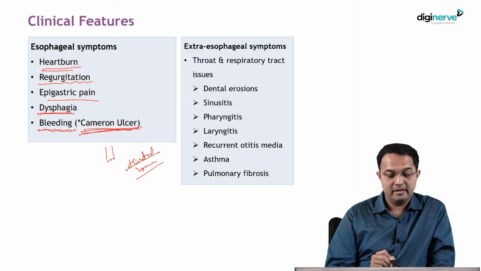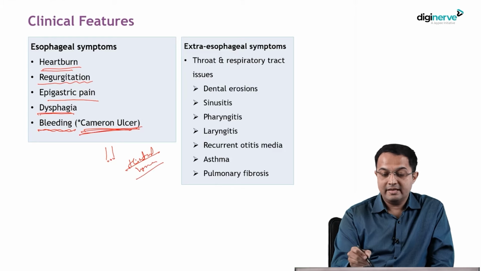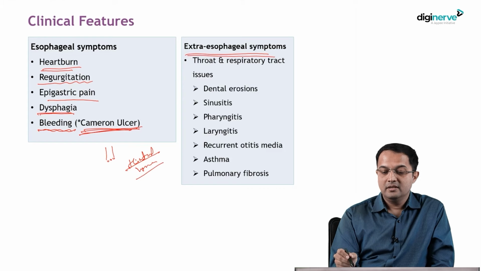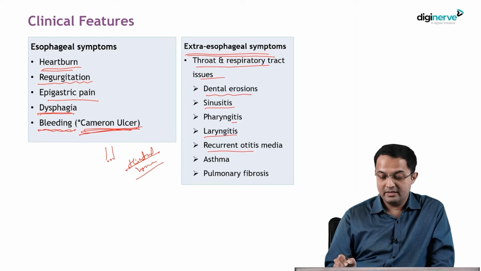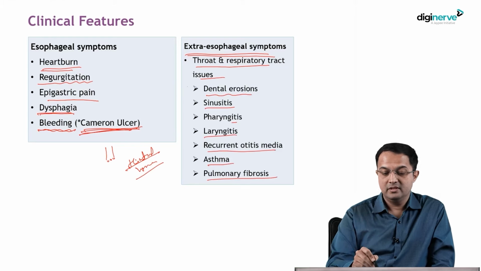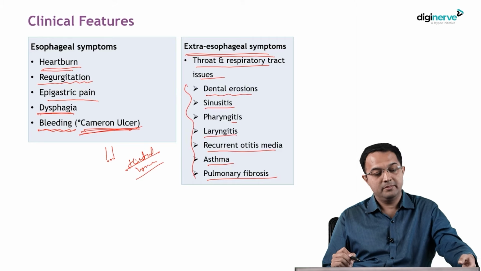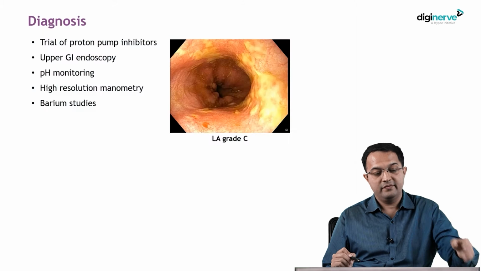At the GE junction, this also happens. What are the extra-esophageal symptoms? They are basically symptoms related to the throat or respiratory tract. The patient can have dental erosion, sinusitis, pharyngitis, laryngitis, recurrent otitis media, asthma and pulmonary fibrosis. So these are the extra-esophageal symptoms associated with gastroesophageal reflux disease.